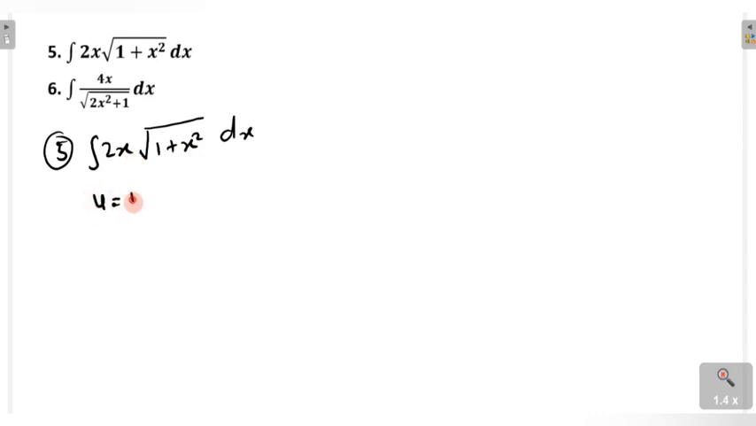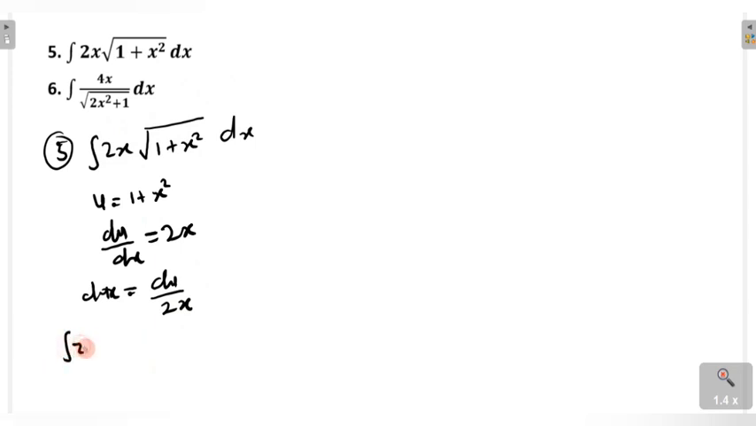So here I'm going to say u is equal to 1 plus x squared, and du dx is going to be equal to 2x, because this one is 0. So from here you can see that again I have to make du the subject. So dx is going to be equal to du all over 2x. So we're going to substitute u and du over 2x into this. So this will now become integral of 2x square root of u, because u is 1 plus x squared, times du over 2x.